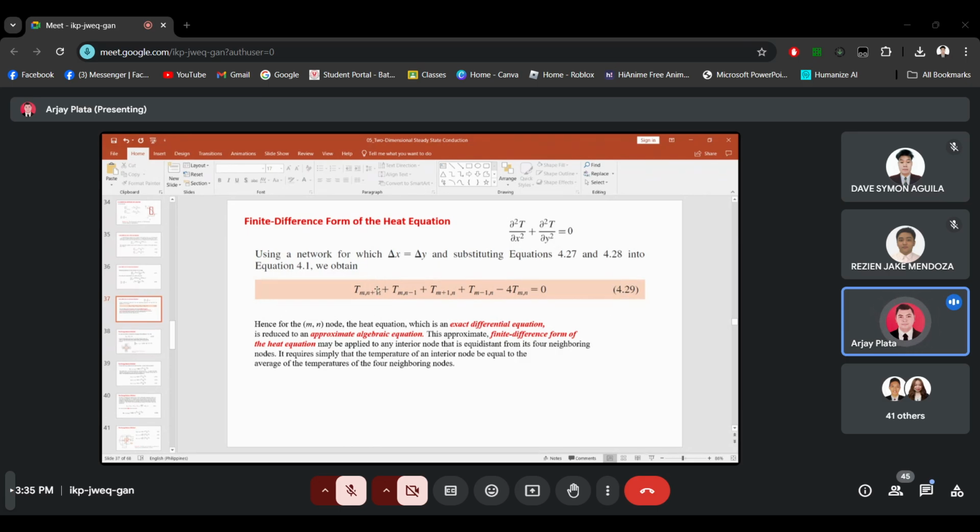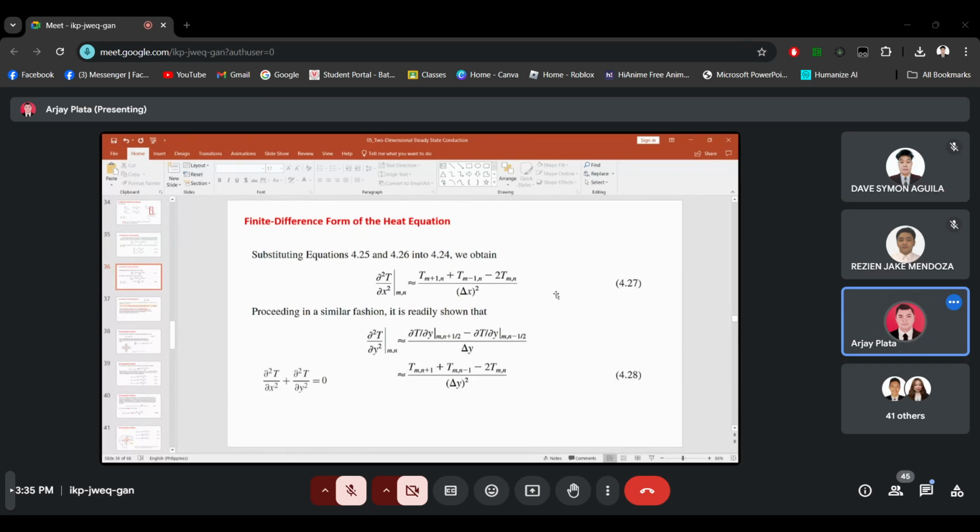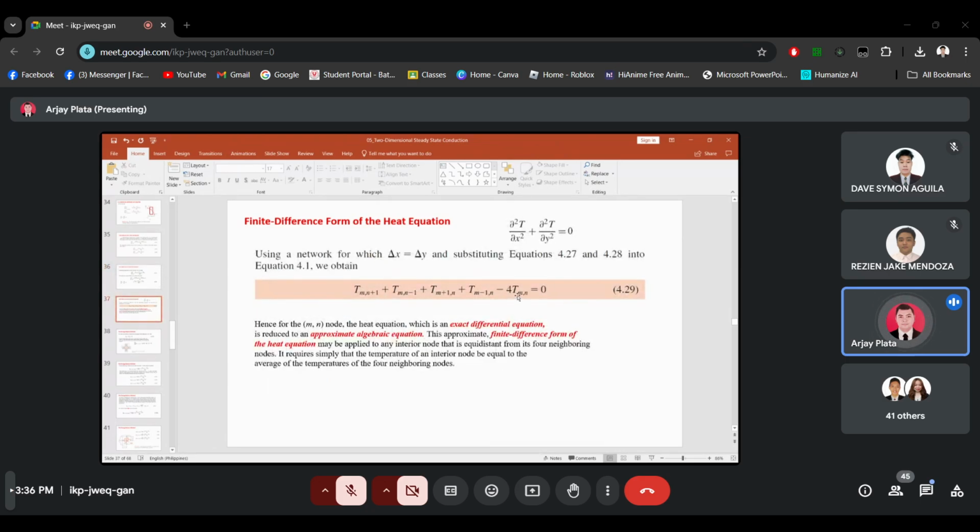T of m n plus 1 plus Tm n minus 1 plus Tm plus 1n plus Tm minus 1n minus 4Tmn equals 0. Where does the 4 come from? In the x-axis, we have negative 2T mn. Similarly, in the y direction, we also have negative 2T mn. Adding that, we have negative 4T mn. So this is our finite difference form of the heat equation.